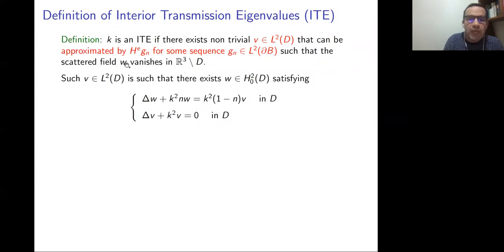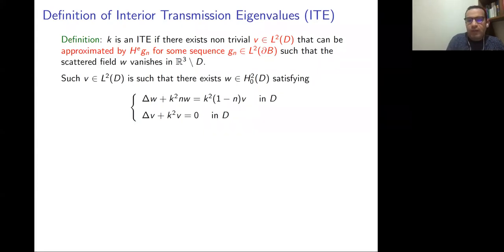And what we want now is that this combination gives rise to zero scattered field. So if W is 0 outside D, I obtain this set of equations. This equation is for the incident field, which is a limit of these functions that satisfy the Helmholtz equation. And this is just the equation for the scattered field in terms of the incident field. So what we obtain in this case is a coupled problem, the celebrated interior transmission problem, where the unknown is an L2 function for V and H2_0 of D for W, because now W has H2 regularity and is 0 outside.